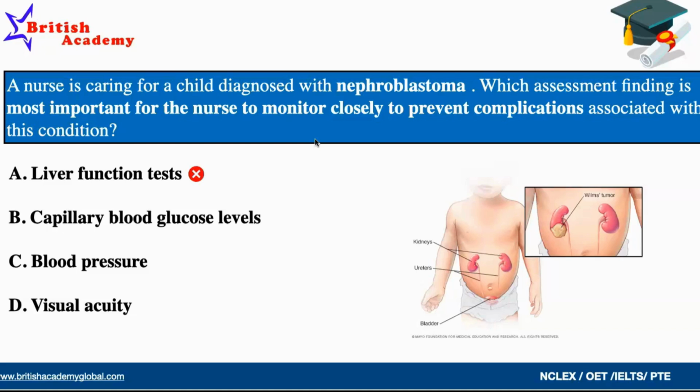Now, if you look at this question carefully, liver function test doesn't apply directly. Capillary blood glucose level doesn't have any connection with renal tumor. Visual acuity doesn't make any sense. So, the closest option over here, the most important, is this: since the tumor is on the kidney, it can compress the blood vessels, that can also activate the renin-angiotensin mechanism, and that can activate the system which will automatically lead to increased blood pressure. So the answer over here is blood pressure.